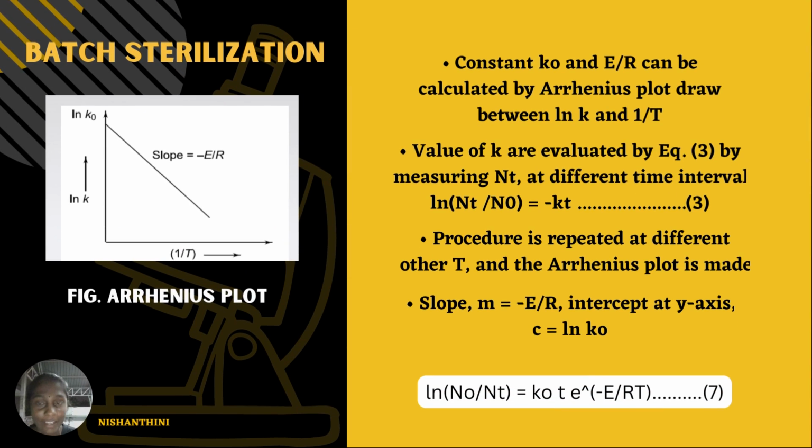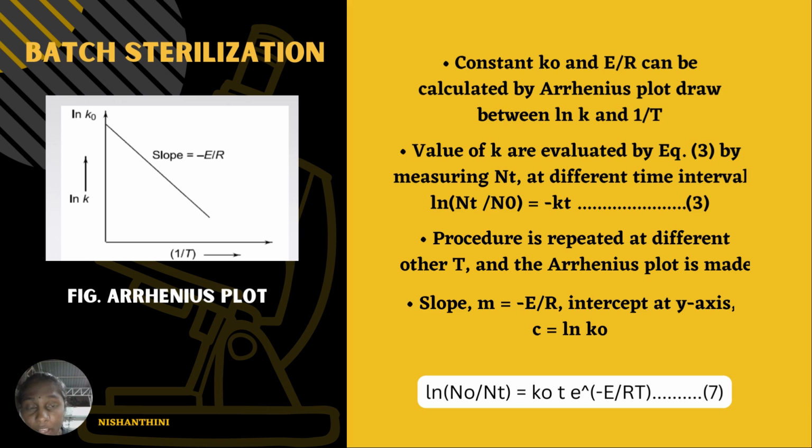So in batch sterilization, we want to see a graph. The graph shown in the figure is the Arrhenius plot. The x-axis is 1 over T, while the y-axis is ln k. The y-intercept is ln k naught. Constant k naught and E over R can be calculated from the Arrhenius plot drawn between ln k and 1 over T.